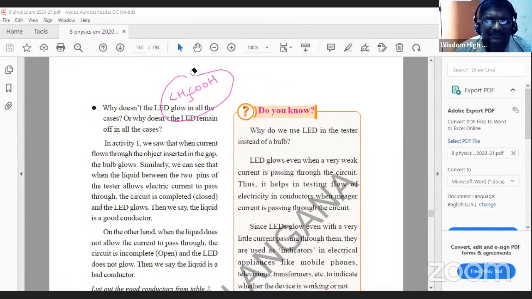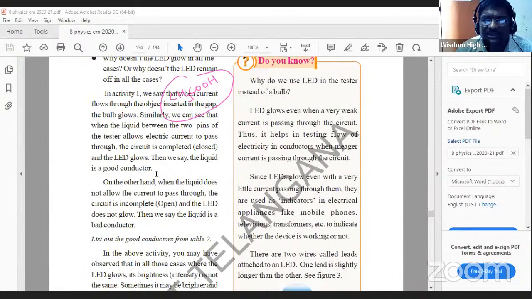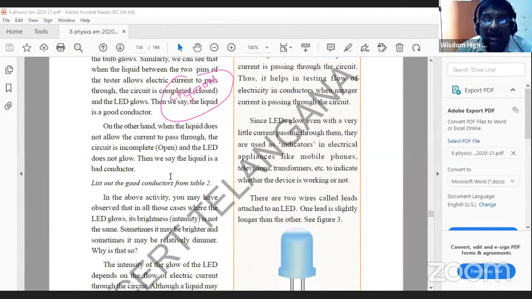So observe the things. Some bulbs can glow. Through this activity we can understand which liquids are good conductors and which are bad conductors. How can we identify whether a liquid is a good or poor conductor of electric current? By the glowing of the bulb.